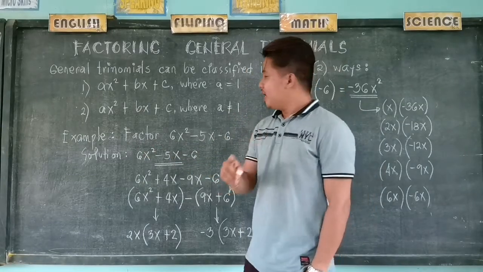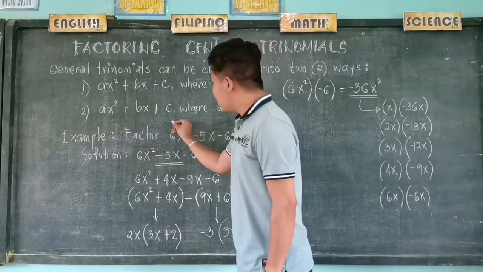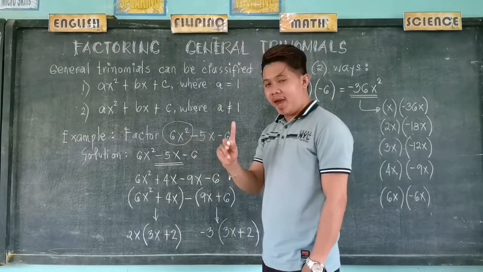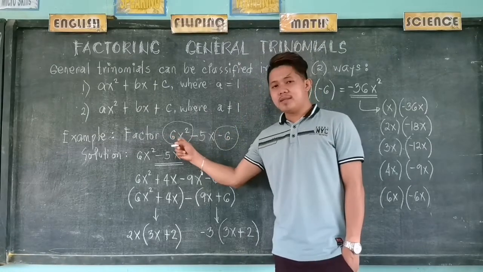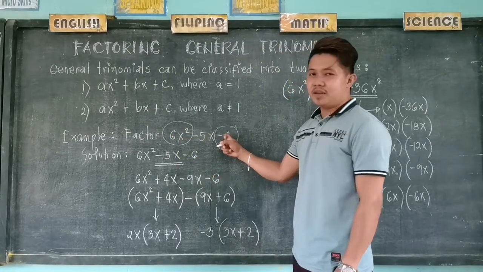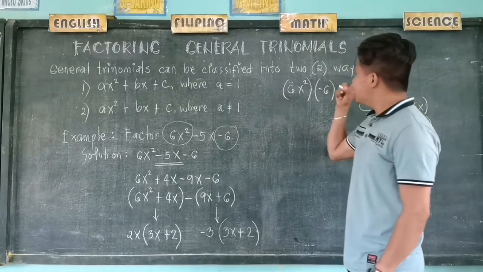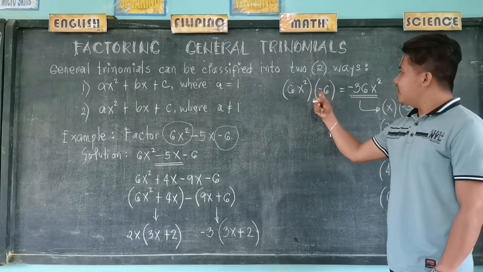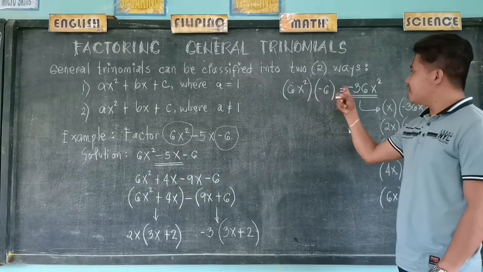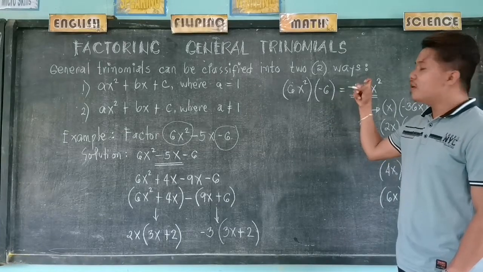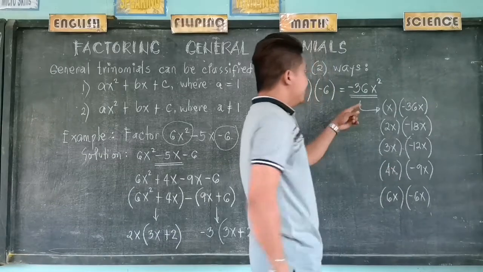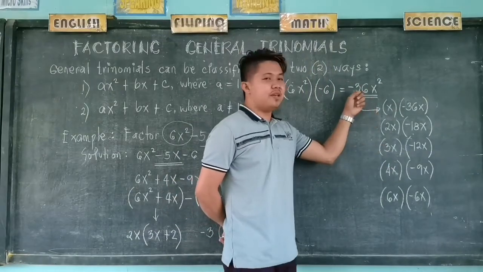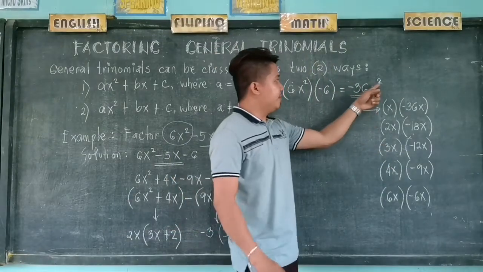First step is we will multiply the quadratic term and the constant term. So we have 6x squared and negative 6. So this is it. 6x squared times negative 6, and the result is negative 36x squared. So I have here the factors of negative 36x squared.